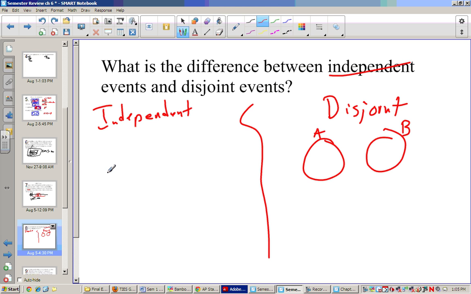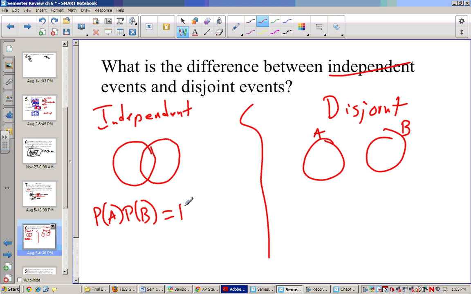Where independent, if it's independent, it has to have something in common, because for things to be independent, the probability of A times the probability of B has to equal the probability of A intersection B. Unless one of the probabilities is 0, and if that's the case, they would be disjoint, and there'd be nothing in that data set. But if there's something in the data set, we multiply these two to get the middle.